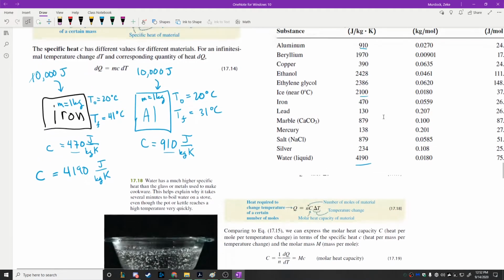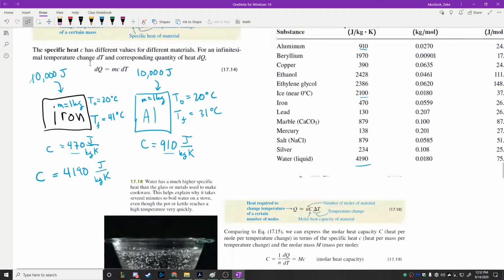All right. So there's also this other equation right here, which is useful. We'll need it for the problem that we're going to do in a second. It may show up in some lab manual problems and some of the problems from the textbook as well. For an infinitesimal temperature change dT, the corresponding quantity of heat is dQ. And we get this equation that we're going to use in a problem here in a second: dQ equal to mc dT.